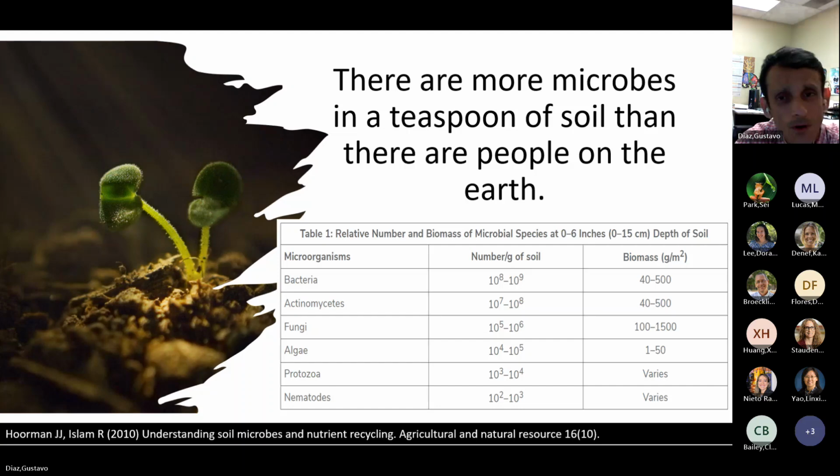So from the environmental perspective, I brought here this example of the soil. And it's just to show you some numbers of how many microorganisms we have in a gram of soil.